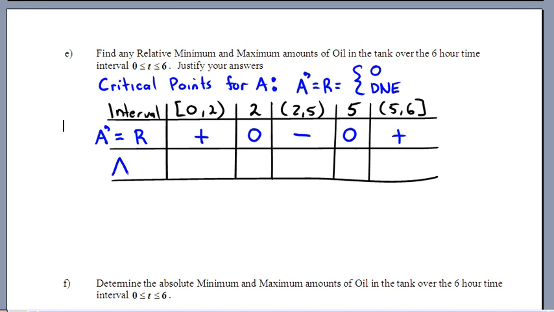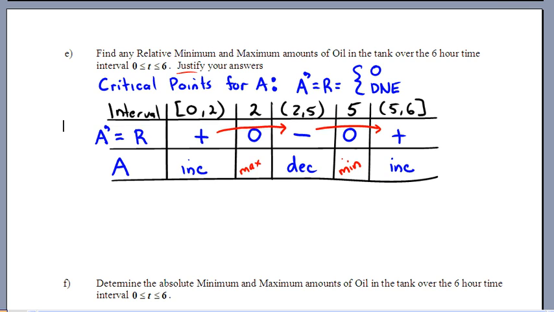Well, then A, the amount of oil in the tank, must have been increasing, and then here it's decreasing, and then here it's increasing again. And as far as spotting minimums and maximums, when you're justifying things, you'd be talking about the derivative, saying, did you see the derivative make a switch from plus to minus? And did you see the derivative make a switch from minus to plus? You're going to have a maximum amount of oil here, and you're going to have a minimum amount of oil there.